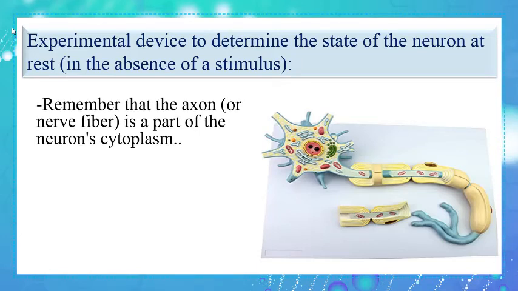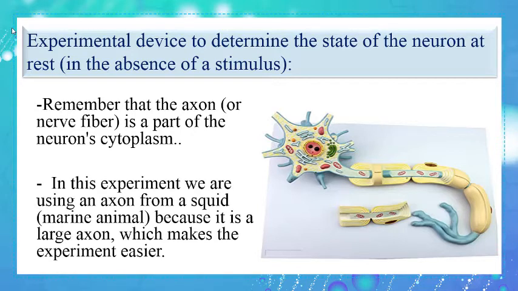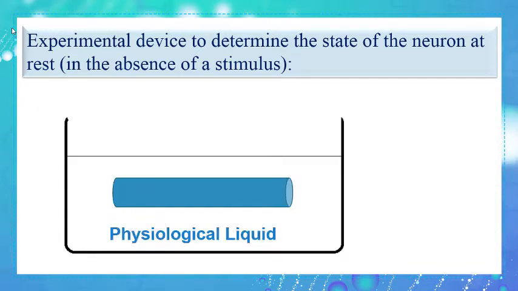Knowing that the axon or nerve fiber is an extension of the neuron cytoplasm, such axon is taken from a squid, a marine animal, which is large enough to demonstrate easier and more solid experimental results. Now, it is extremely vital to recognize the experimental device and its components that are used to determine the state of the neuron at rest.